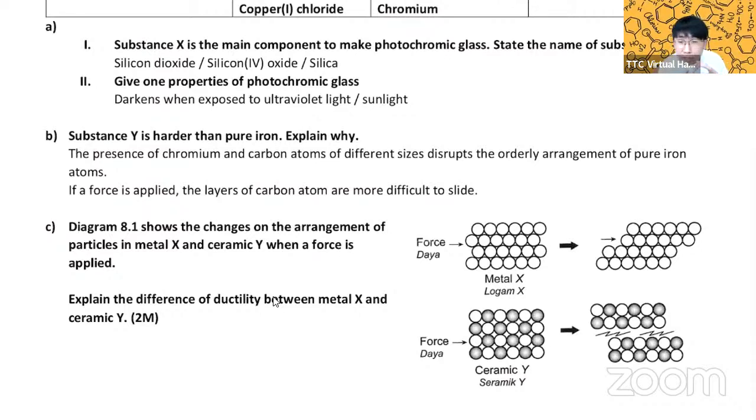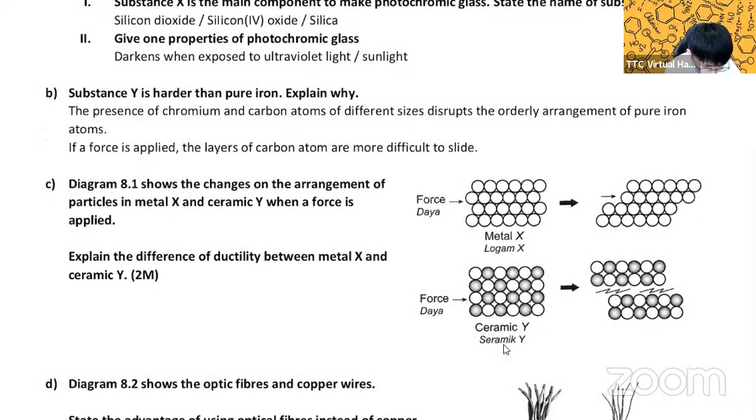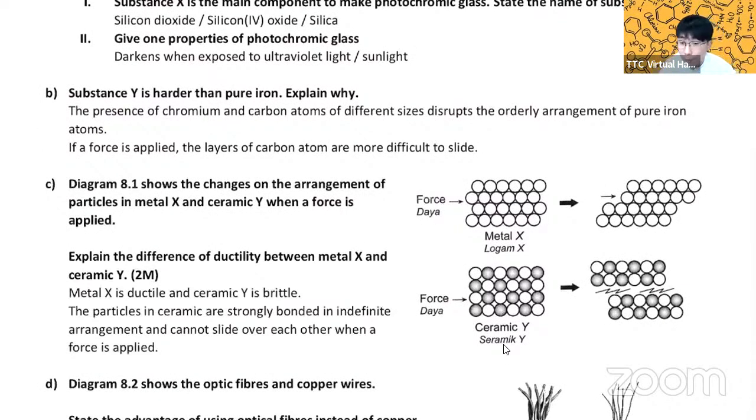It means if you have a piece of metal and you pull it with a strong force, it can become a long but thinner metal. That's how we make your phone charger cable. Okay, so that's metal. For ceramic Y, can you pull a ceramic and change its size? Cannot. So from here, we can see X is ductile, but Y is brittle.